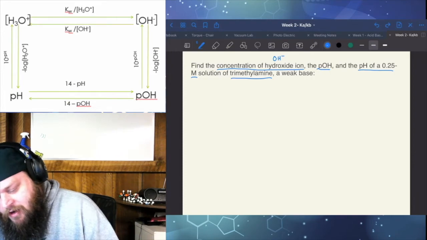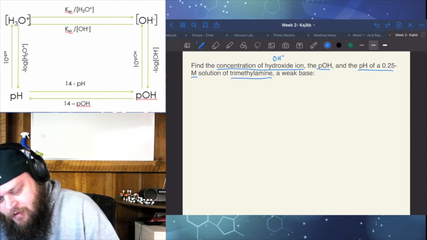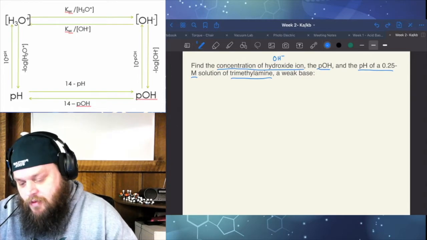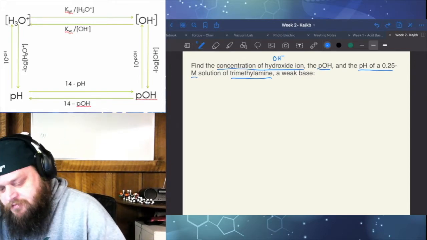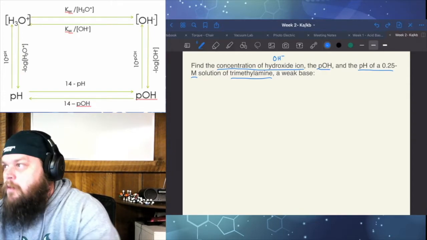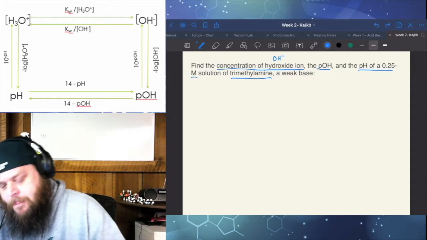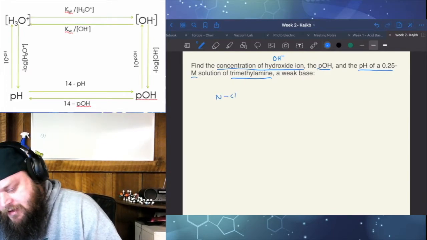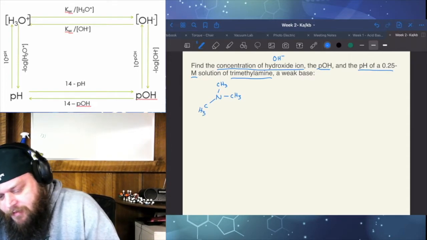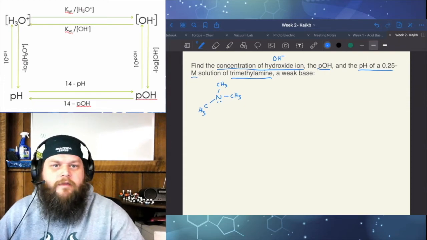So now we have to draw our ICE table. Trimethylamine is an amine. Let's look up trimethylamine. It's an amine with 3 methyl groups on it, I believe. Right? Yeah. So that would be an N with 3 CH3s bonded to it. Okay, and that's going to be basic because it's got an extra lone pair floating there.